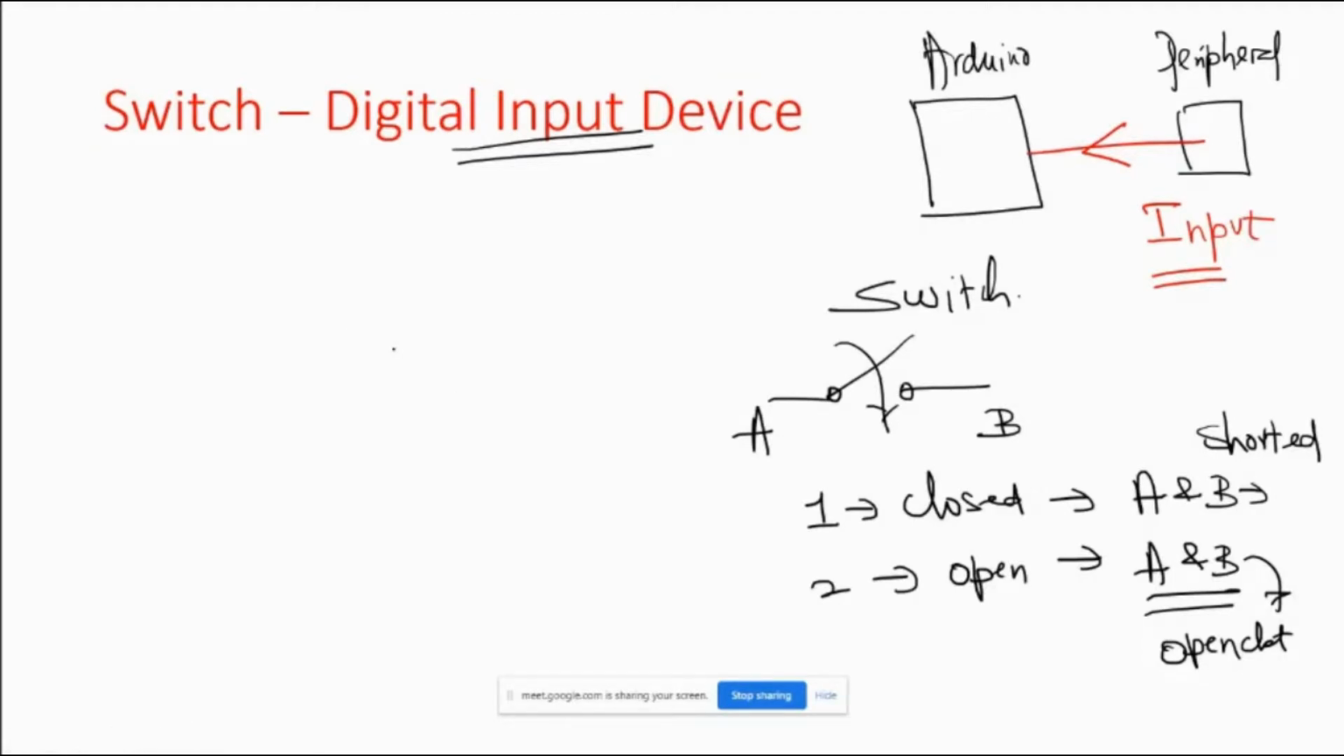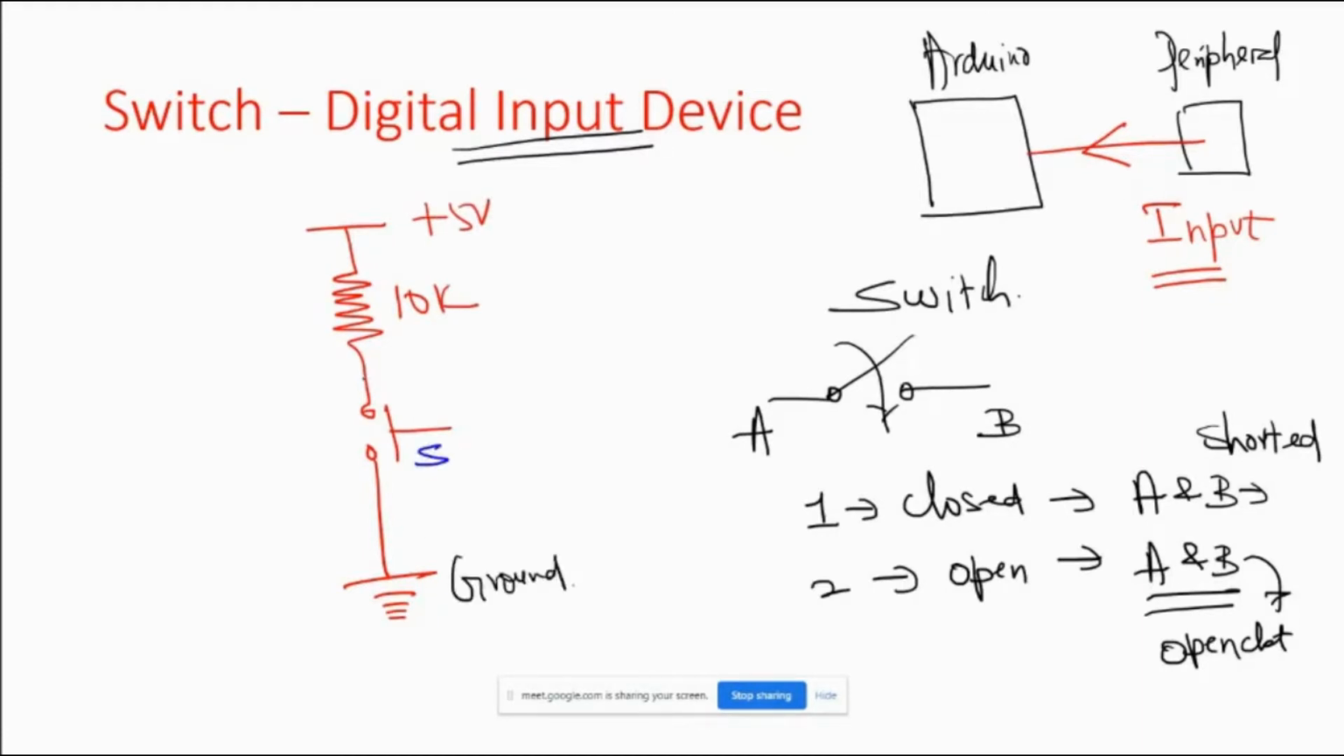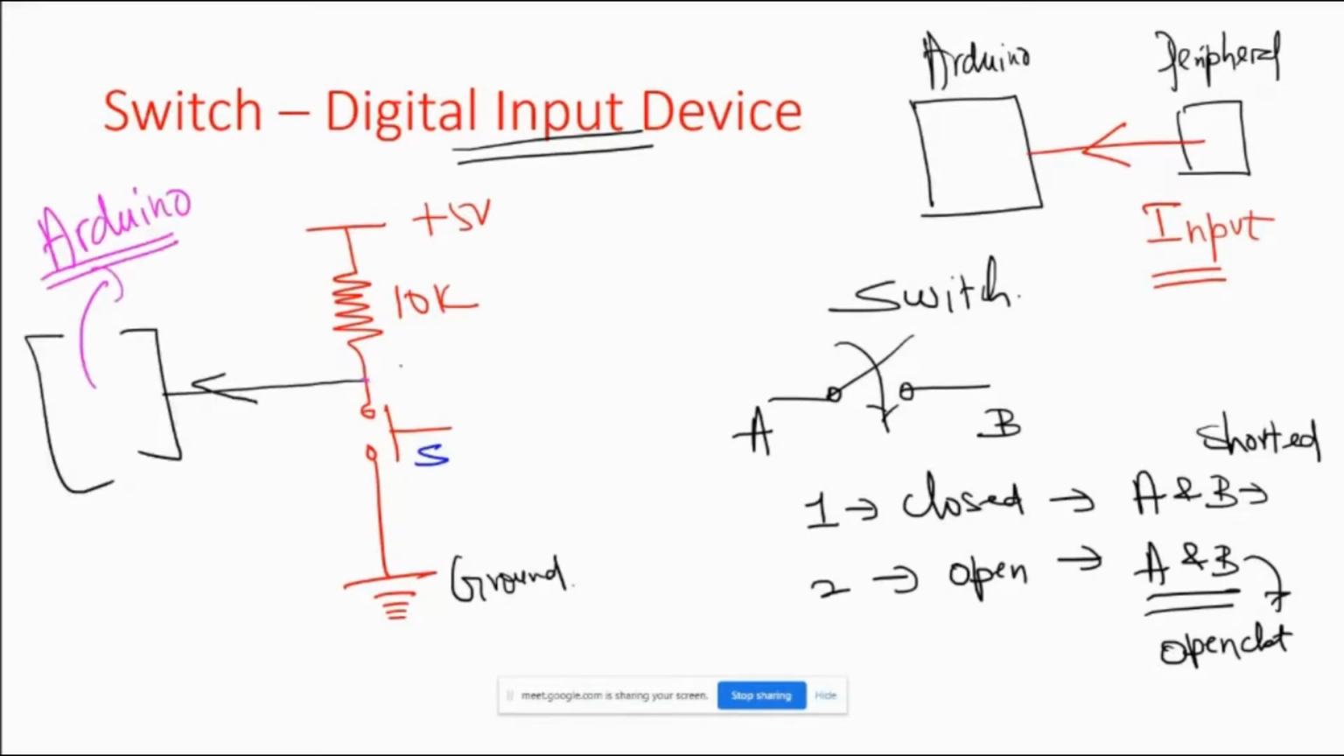Now, how are we going to connect that input switch to our Arduino device? The way in which we connect our switch is we take the power supply, we connect that to a resistor, and we connect the switch in series to that and connect the other end of the switch to ground. A 10K resistor and 5 volt. This is my switch S, and the other end is connected to ground. The point of intersection of this resistor and this switch is where I take the output and connect that as the input to the Arduino. So this is my Arduino.